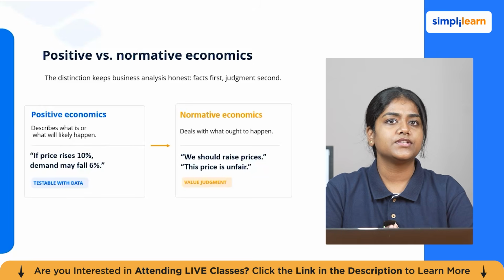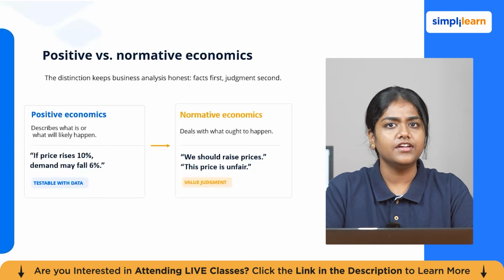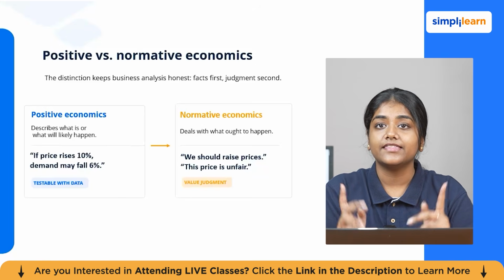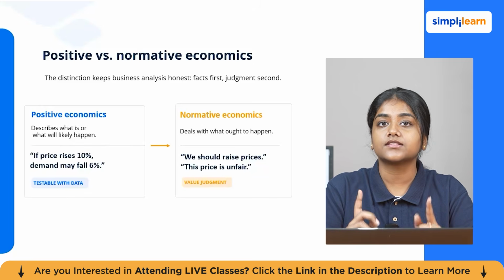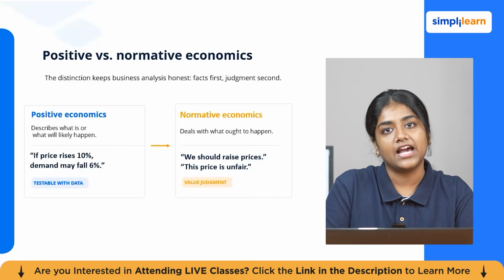Positive economics deals with facts and testable statements. If we raise prices by 10%, demand will likely fall by 6%. That's a claim you can actually test with the data. It doesn't involve opinion. It's describing what it is or what will likely happen.